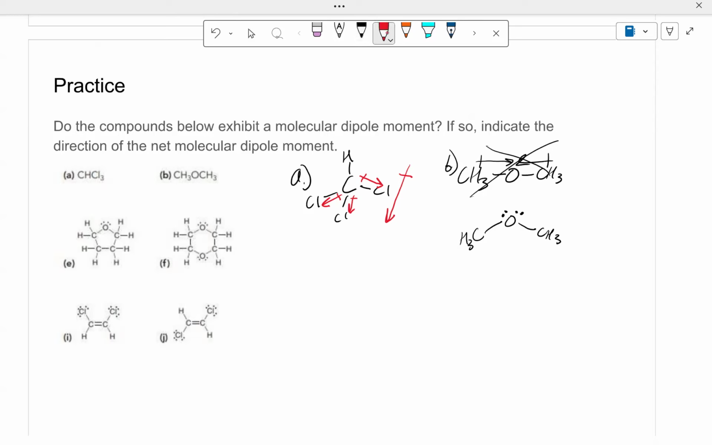And so now that's a little bit of a better perspective. Since the VSEPR theory shape around it says it's bent, now it's a little bit easier to see, okay, yeah, there should be a net direction of polarity towards this direction. And that would make it polar.